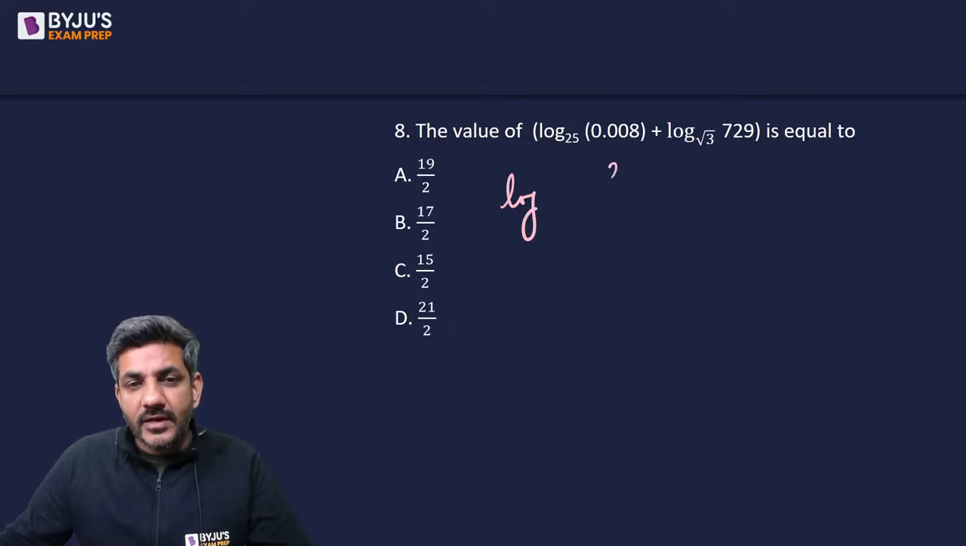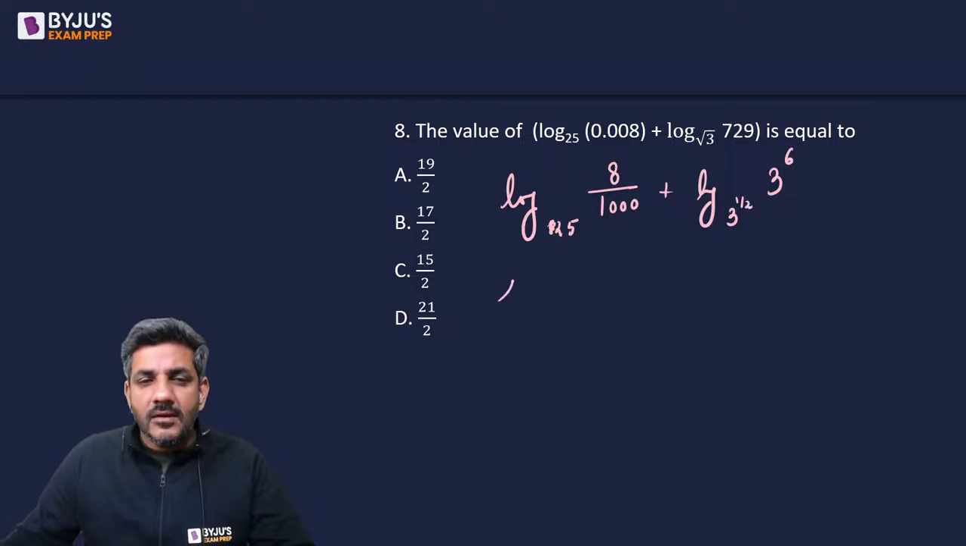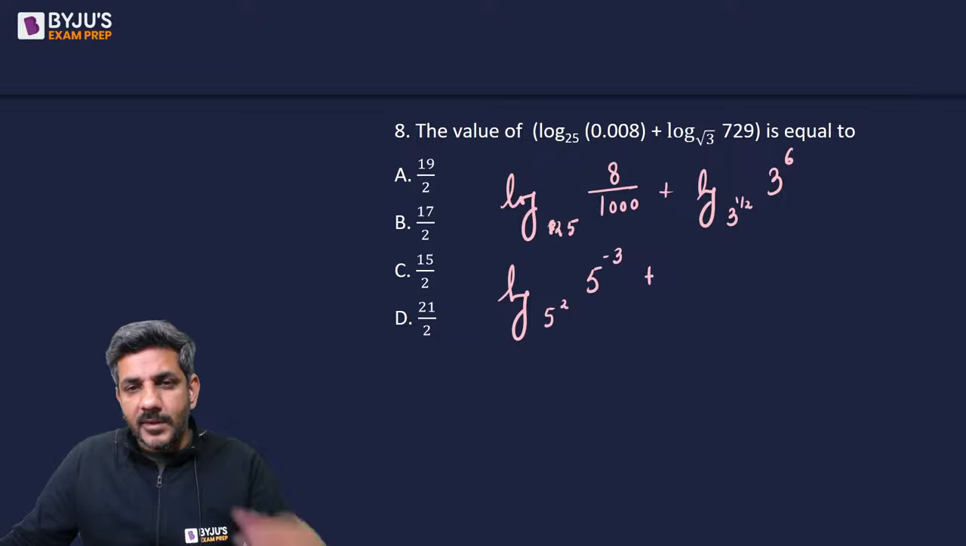Now 0.008 can be written as 8 divided by 1000 with base 125. Sorry, plus log of 729. 729 is 3 to the power 6 with base 3 to the power 1 by 2. Now it can be written as log of 8 by 1000, and 125 is 5 to the power minus 3. 25 is 5 raised to the power 2, plus log of 3 raised to the power 6 with base 3 to the power 1 by 2.